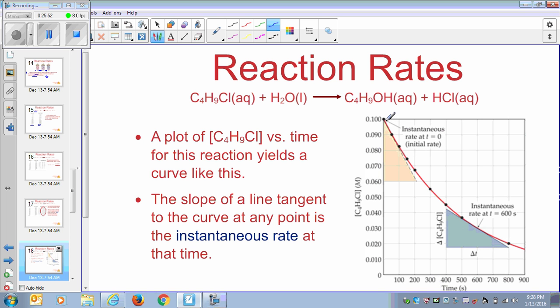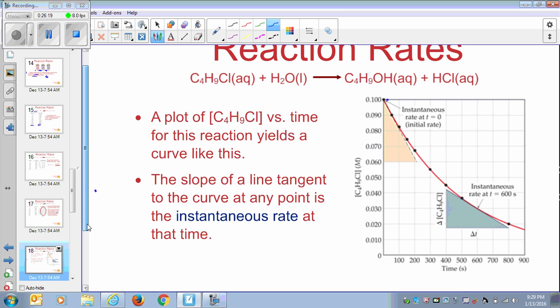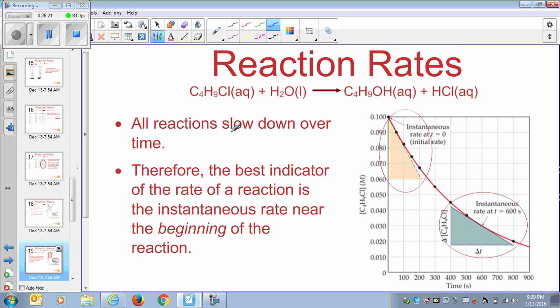So a plot of butyl chloride versus time for this reaction yields a curve. So if I had the molarity here, as the time goes on, the concentration goes down. Here is the instantaneous rate. This is exactly the same thing that I was just telling you before. Now, the slope of the line tangent to the curve at any point is called instantaneous rate. As I was telling you, it's better to calculate the instantaneous rate to get a better feel of the rate of reaction. All reactions slow down over time. Therefore, the best indicator for the rate of a reaction is instantaneous rate near the beginning of the reaction. So this is the beginning of the reaction.